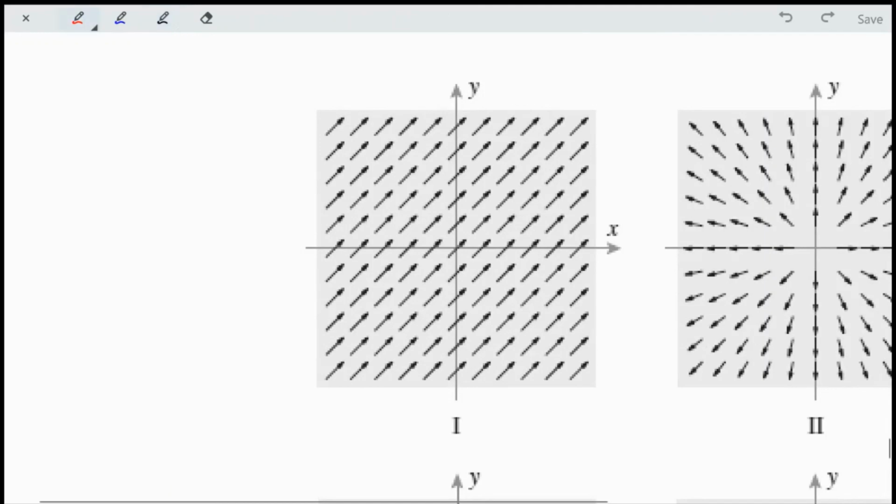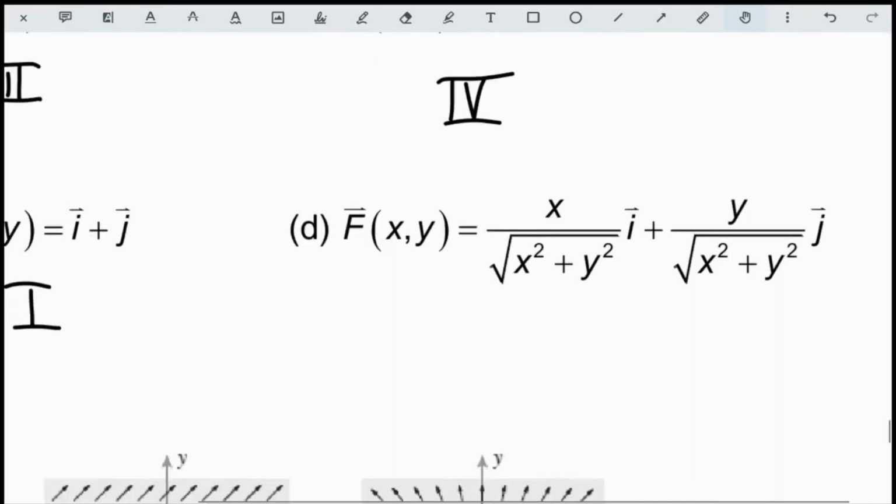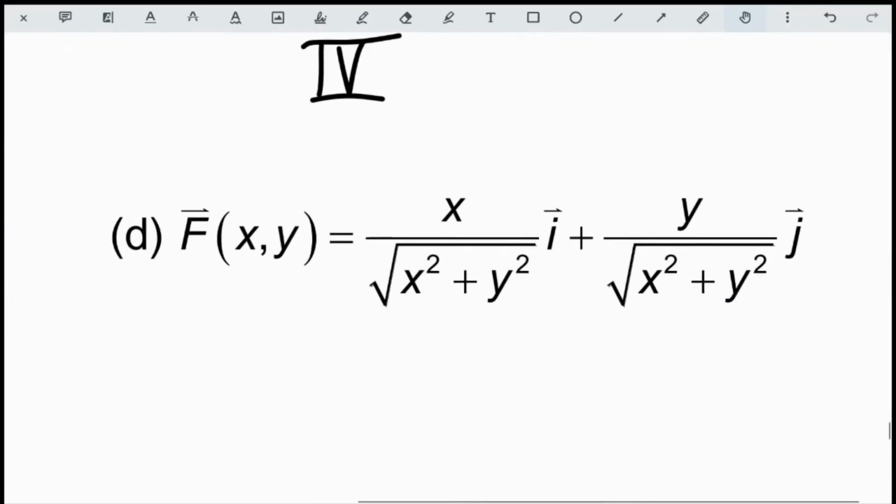And I've only got one remaining, so it's pretty easy to answer the last one, but let's take a look at this last one. So for the last one, we have x over the square root of x squared plus y squared i plus y over the square root of x squared plus y squared j. Okay, so the square root of x squared plus y squared, yes, it matters. But what I'm really interested in from a standpoint of analyzing which one matches up, I know this is vector field 2 by process of elimination.